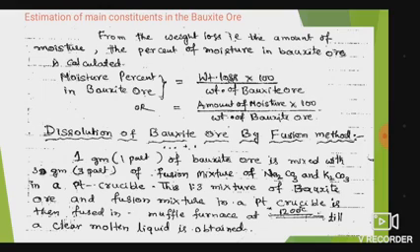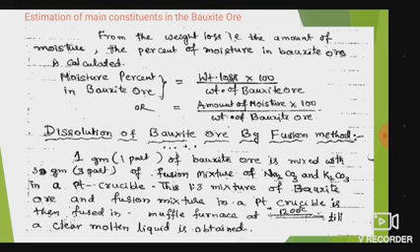From the weight loss, that is the amount of moisture, the percentage of moisture in the bauxite ore is calculated. The moisture percent in the bauxite ore is equal to weight loss into 100 divided by weight of bauxite ore, or another formula: amount of moisture into 100 divided by weight of bauxite ore. In this way we can determine the moisture content in the bauxite ore.